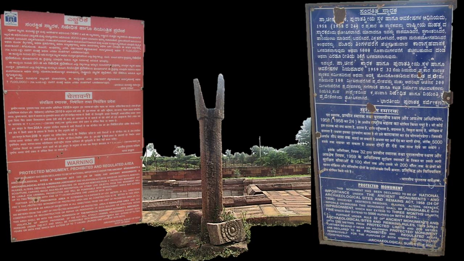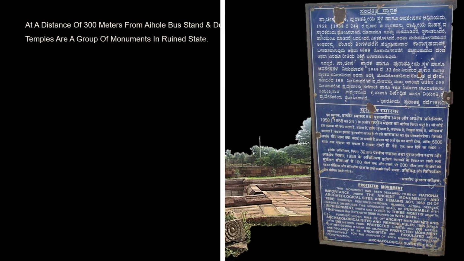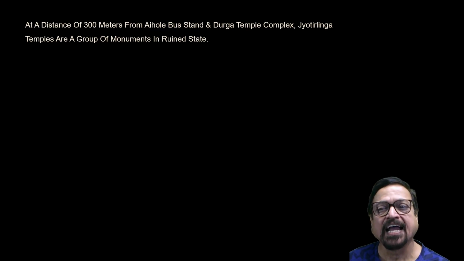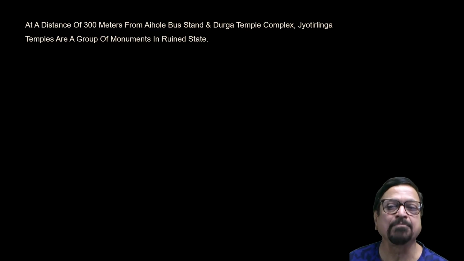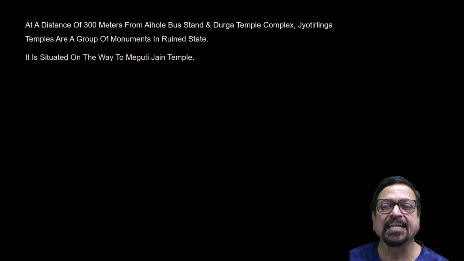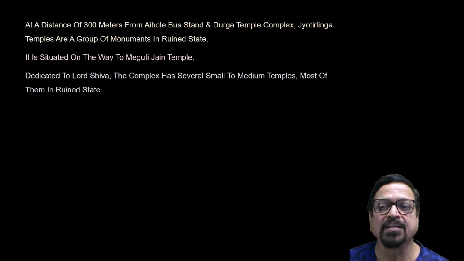There are good gardens developed, there is good cleanliness. Now where is Aiholi? At a distance of 300 meters from Aiholi bus stand and Durga Mata temple complex, the Jyotirlinga temples are a group of monuments in a ruin stage. They are in different ruin stages. That's okay because they are already 1000 years old, and moreover we should try to protect and preserve them from now onward. It is situated on the way to the Meguti Jain temple.